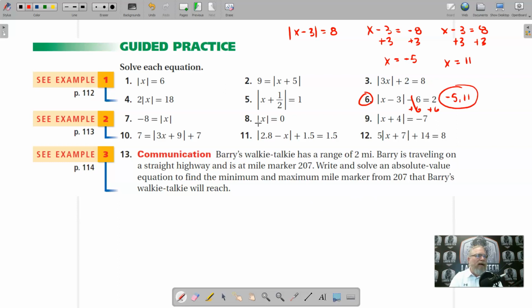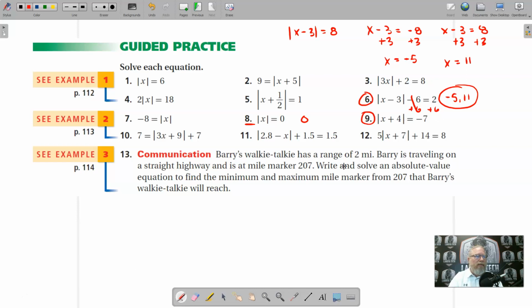What about number 8? Absolute value of x equals 0. There's just one possible answer here, right? Just 0. This is one where we get just the case of 0. Let's try number 9. These should be like special cases. So everything in example 2, questions 7 through 12, should either be one solution or no solution.